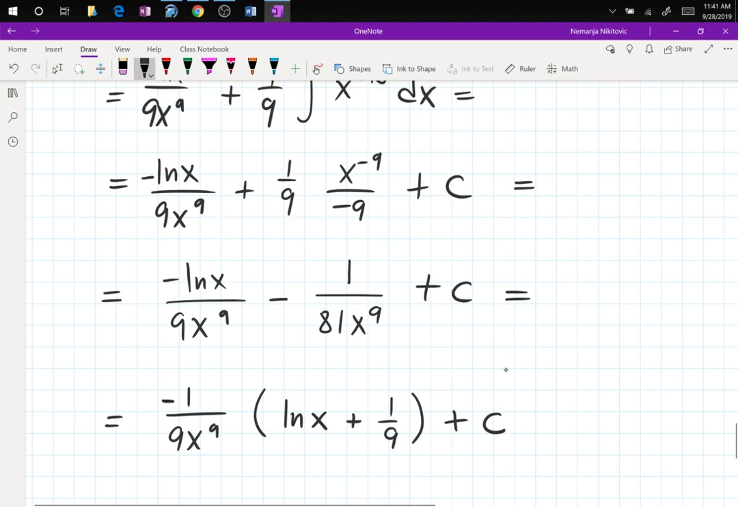Wait, I'm still confused. You factored out the negative 1 over 9x to the 9. Yes. And then you brought the ln x in, because that's the only thing. When you take out one negative, you take out 9, take out x to the 9, the only thing that stays is ln x. When you take out the negative from the second one, and you take 9 and you take x to the 9, only 1 over 9 stays.